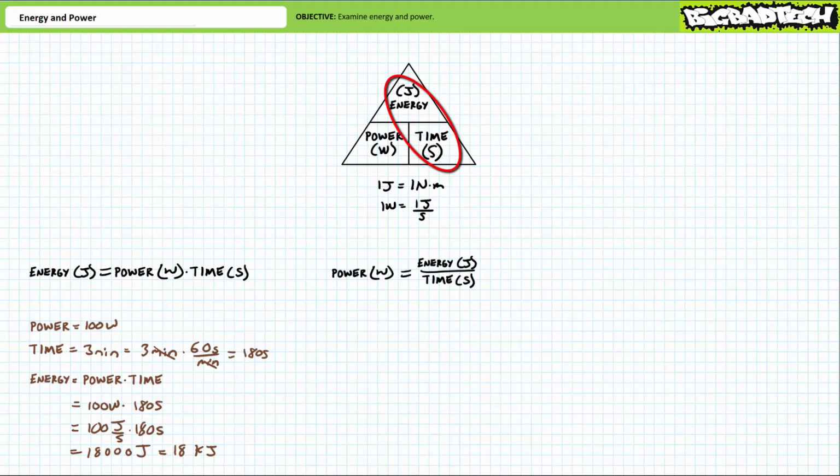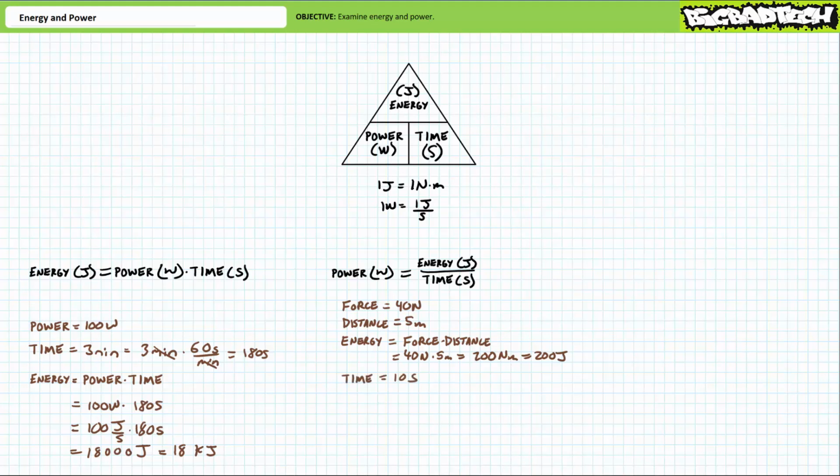Power is energy over time. Let's say 40 newtons of force has been expressed at a distance of 5 meters. Energy is force times distance. 40 newtons times 5 meters equals 200 newton meters, or 200 joules of energy input into this system. Let's say it took 10 seconds to put the 200 joules into the system. If power is energy over time, this represents 200 joules per 10 seconds, or 20 watts of power.